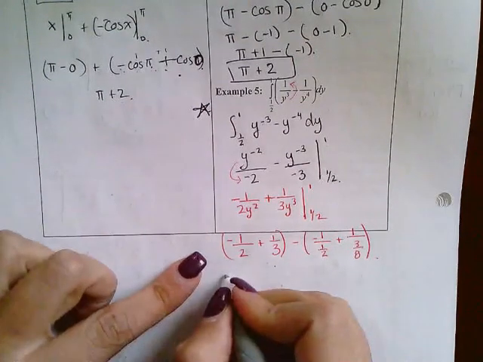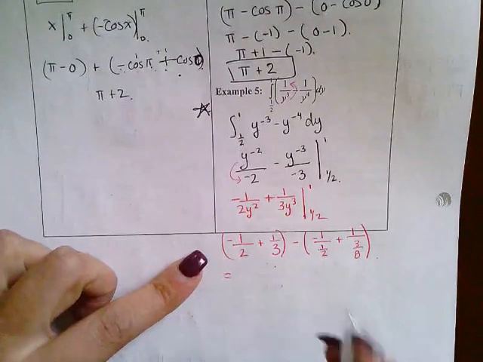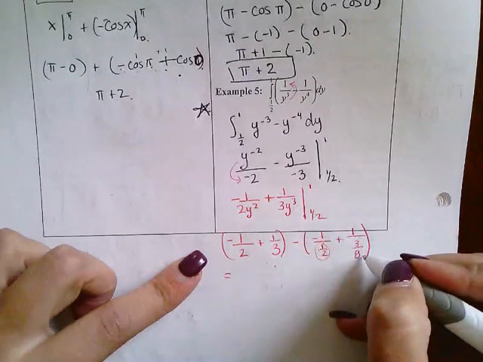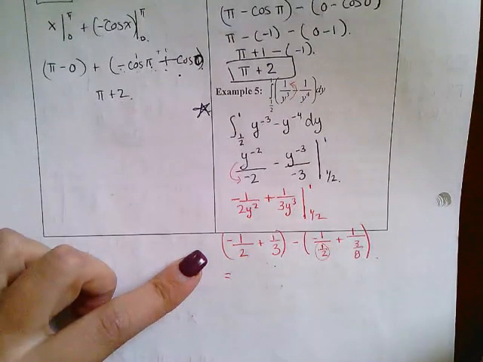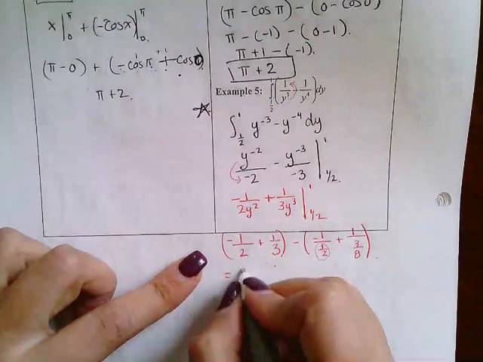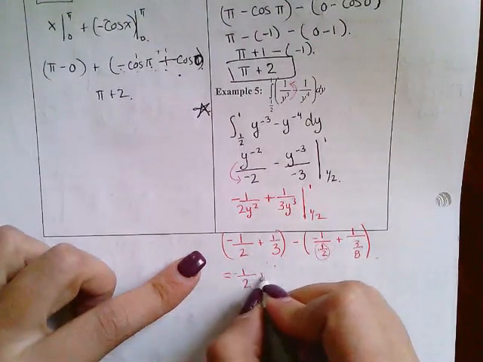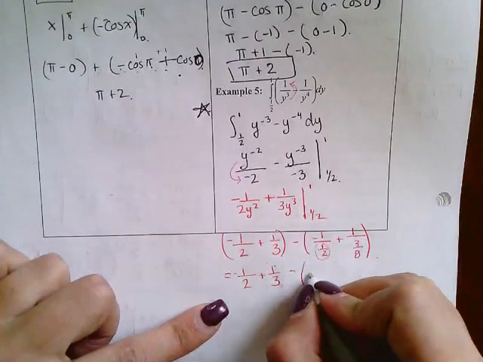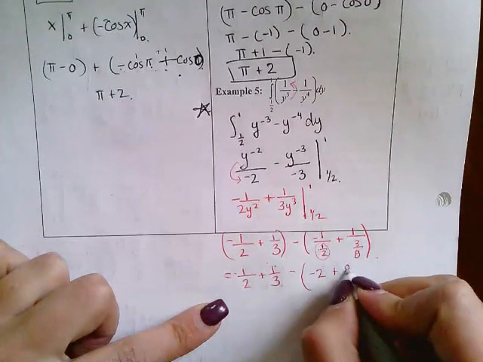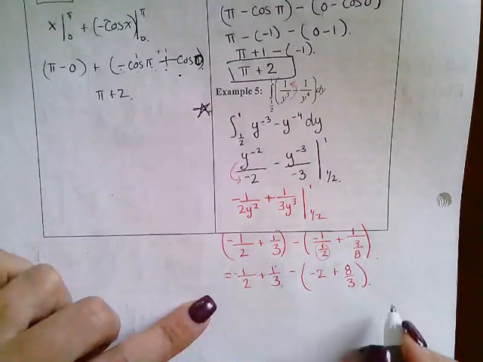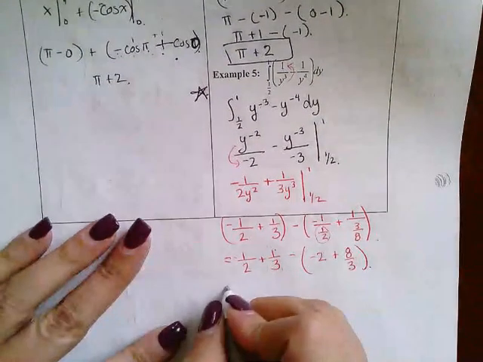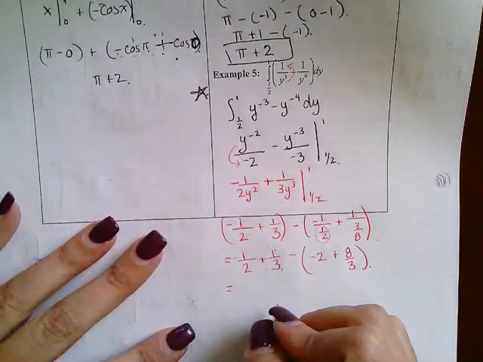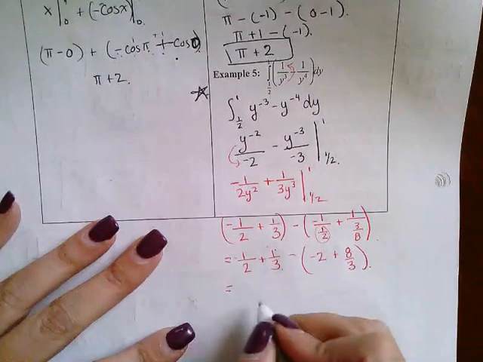Okay, and then I'll let you guys finish this up. And remember, flip the guy and multiply. So really this is just negative 2, and really this is just 8 over 3. Agree? So one more step. So this is just negative 2 plus 8 over 3. And now you can finish up and get the actual answer, which ends up being negative 5 over 6.